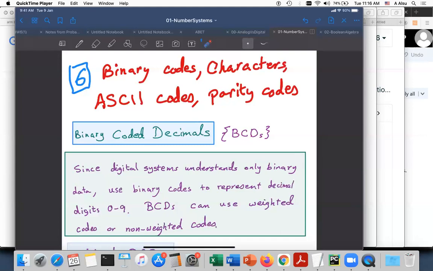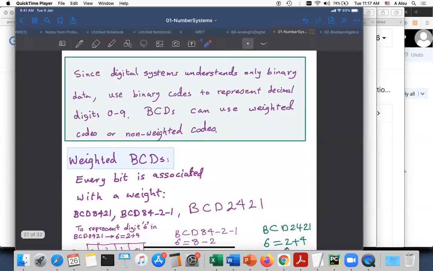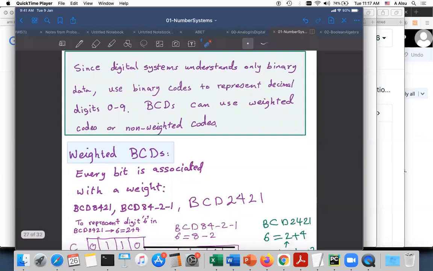So we can have either weighted codes or non-weighted codes, so weighted BCDs or non-weighted BCDs. Let's start with the weighted BCDs. In weighted BCDs, every bit is associated with a weight. So for example, this is a BCD code 8421. The least significant bit has a weight of 1, the second bit has a weight of 2, the third has a weight of 4, and the fourth has a weight of 8, just like in normal binary numbers. Okay, straight binary coding.